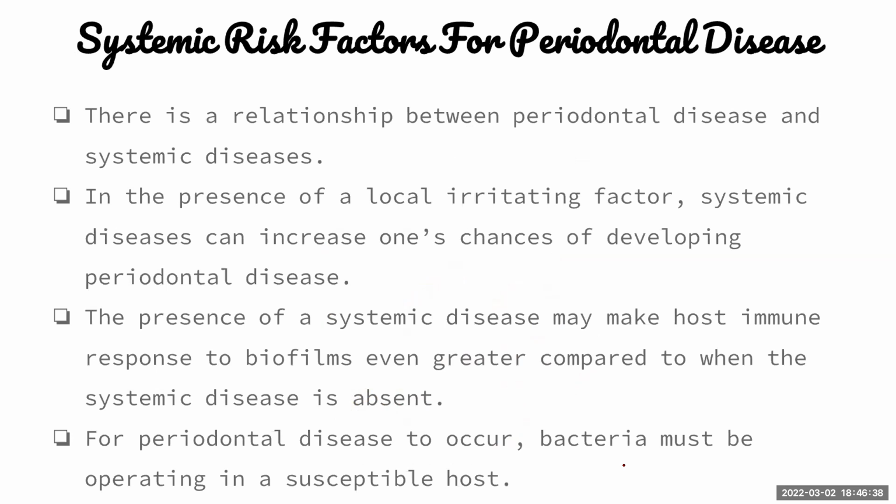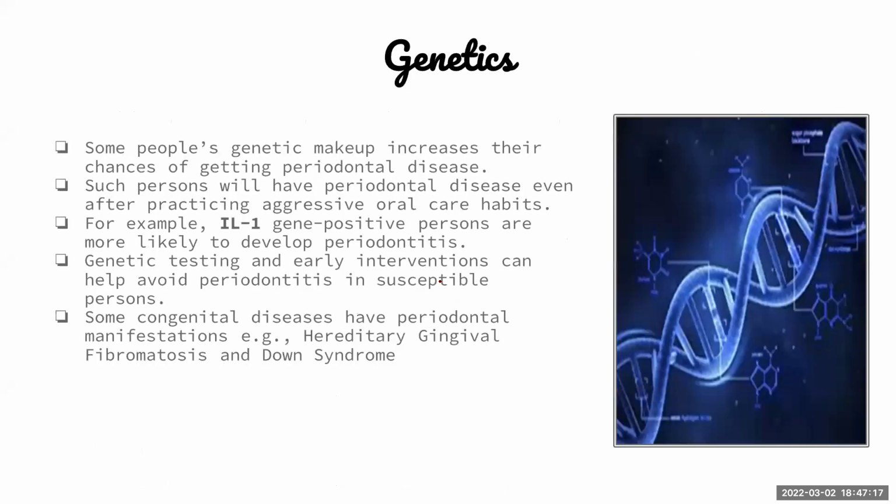No, thank you. Oral systemic. Okay, we know that there's an oral systemic link. And in the presence of local irritating factors, systemic diseases can increase one's chances of developing periodontal disease. Doesn't mean you're going to be getting it. The presence of a systemic disease may make the host immune response to biofilms even greater compared to when the systemic disease is absent. So for periodontal disease to occur, bacteria must be operating on a susceptible host. Not everybody is going to get periodontal breakdown given the same conditions.